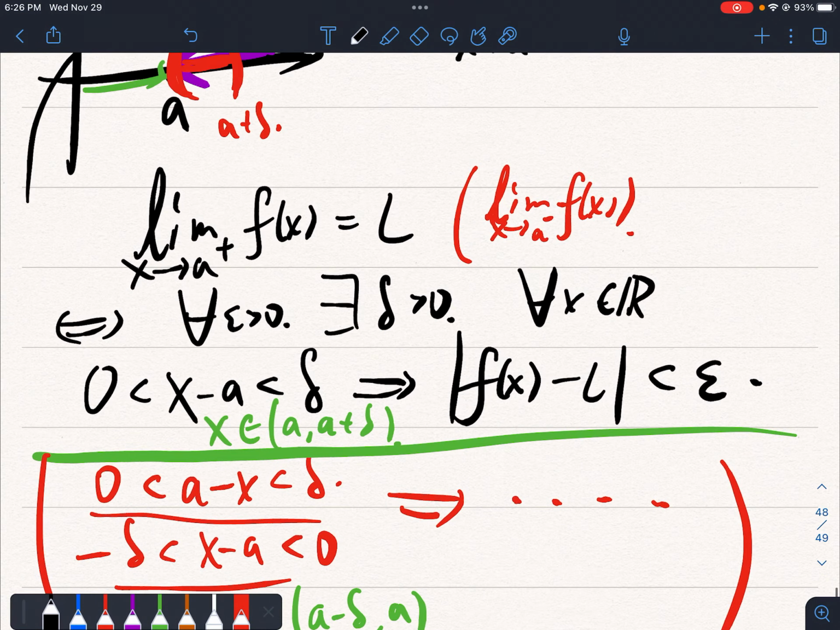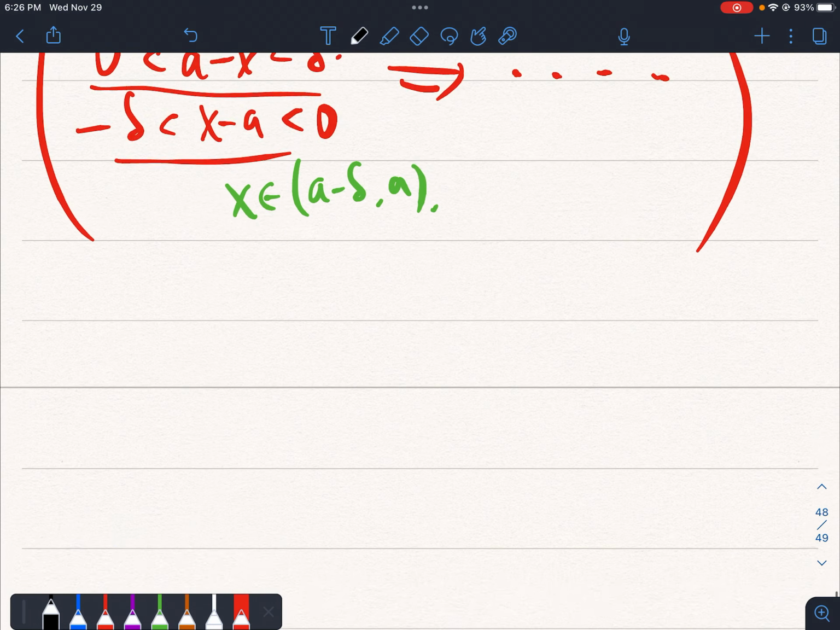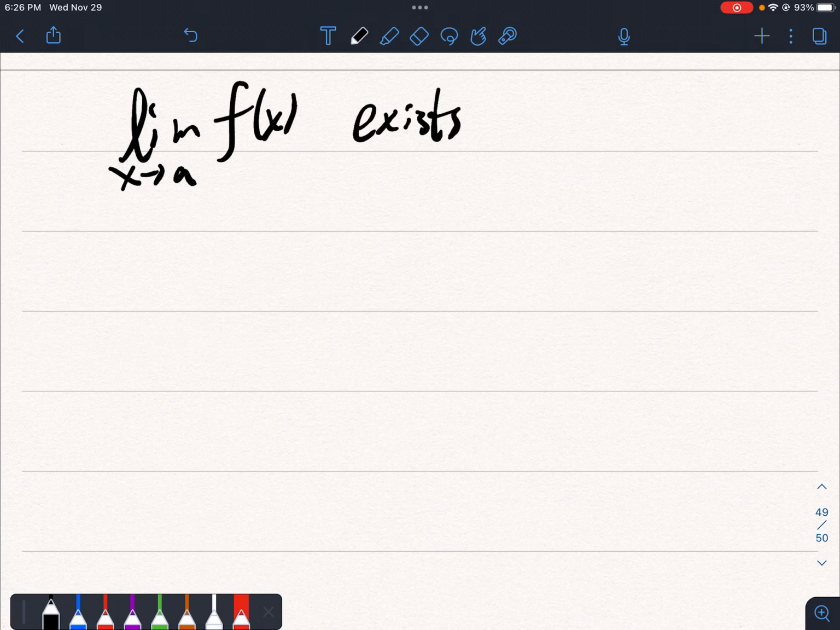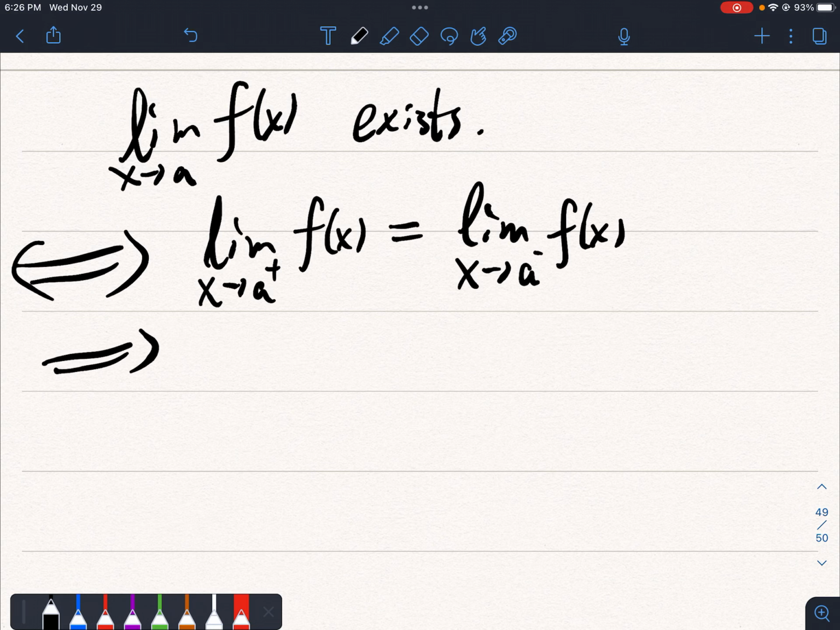So this is the left limit, and then this is the right limit. Okay? And then you can see clearly that a function has a limit at a point if and only if both one-sided limits exist and are equal. Okay? So in general, the limit at a point exists if and only if the limit at both sides exists and are equal.